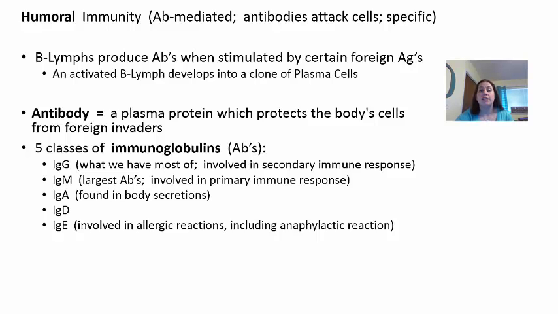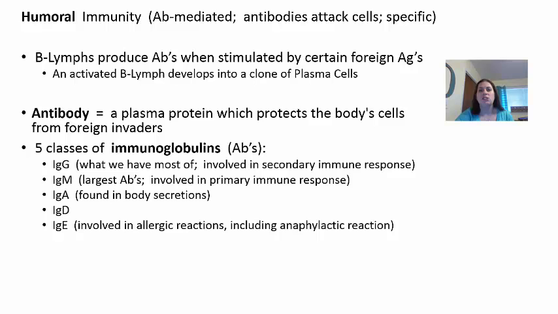These are the largest antibodies in size, and they're involved in the primary response, so the first time that you see an invader. IgAs are found in your body secretions like your tears, saliva, also breast milk. This is the way that we pass on immunity to babies through breastfeeding, is these IgAs, which are found in body secretions. We also have IgDs.